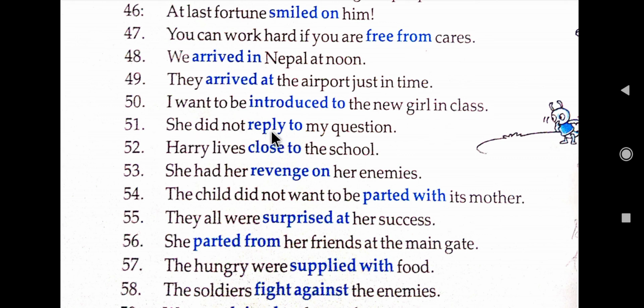She did not reply to my question, so they always follow to, introduce to, arrived always at, because you are talking about a small place. If you are talking about a country, you use the preposition in. She did not reply to my question. Harry lives close to the school. She took revenge on her enemies. The child didn't want to be parted from its mother.